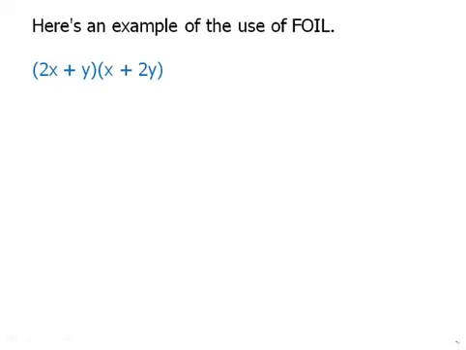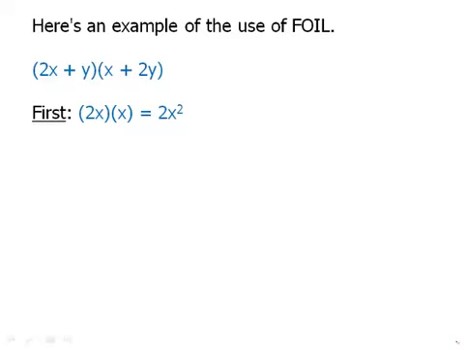Here's an example of the use of FOIL. So let's go through this very slowly. Here we have two binomials. The first product we're going to take, the F, that's the first term. So that is the 2x from the first parenthesis and the x from the second parenthesis. So 2x times x is 2x squared.